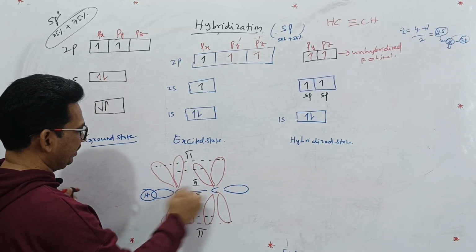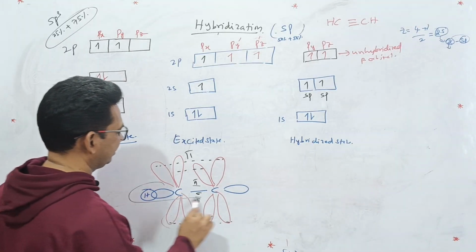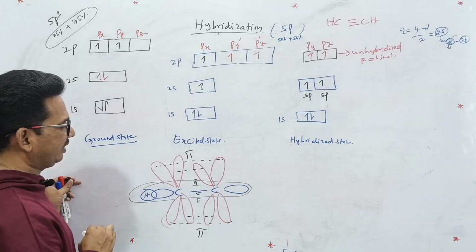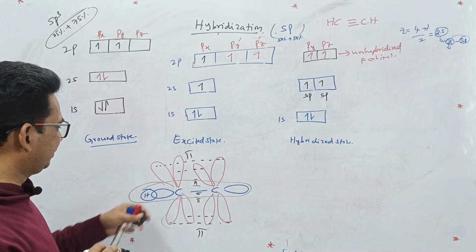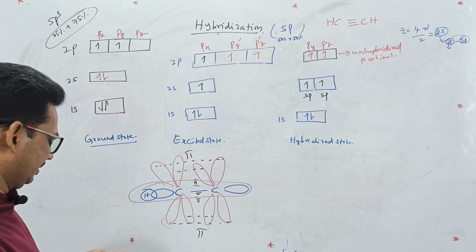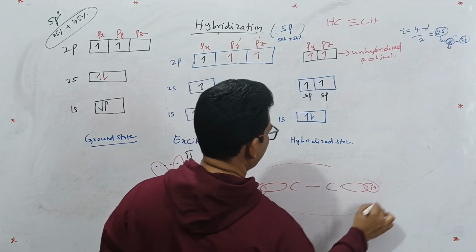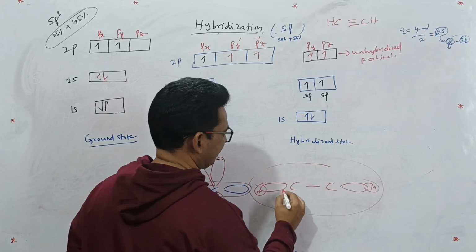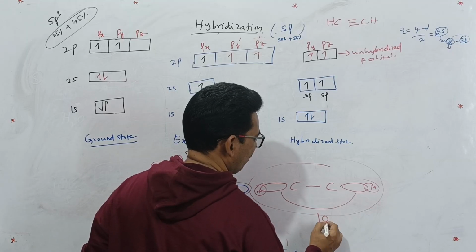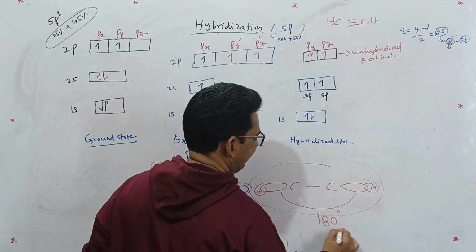Triple bonded molecule means you can see the geometry of this one. What geometry? Don't consider the pi, just consider this one only. Then what shape are you going to get here? This is called the linear shape. What is the bond angle? 180 degree.